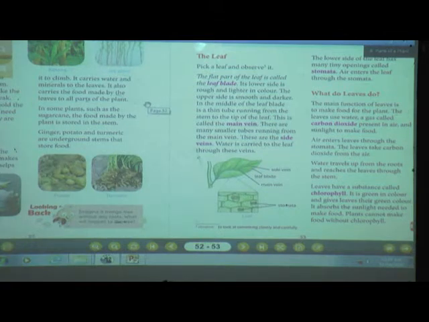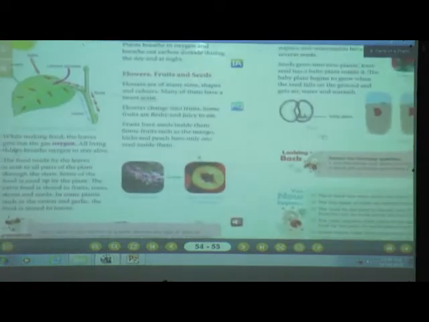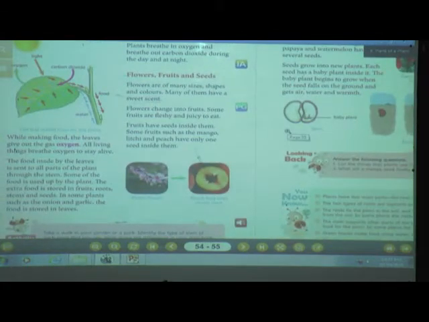Now I will ask you some questions on fruits, flowers and seeds. Before that, tell me, do you know the name of your favorite flower or flowers? Do you have any favorite flowers? Okay, if you have favorite flowers, make the list in your notebook.